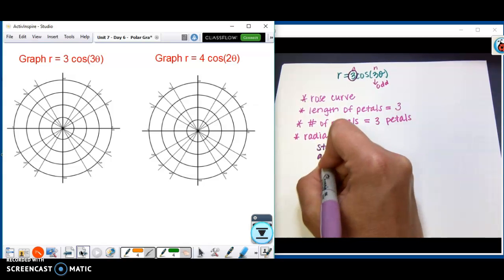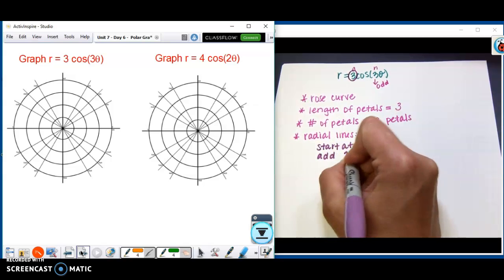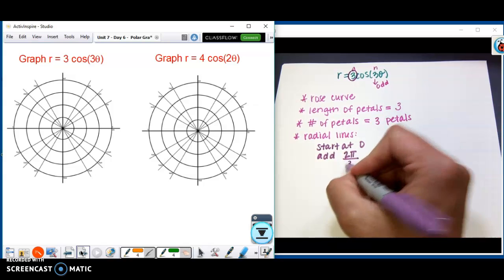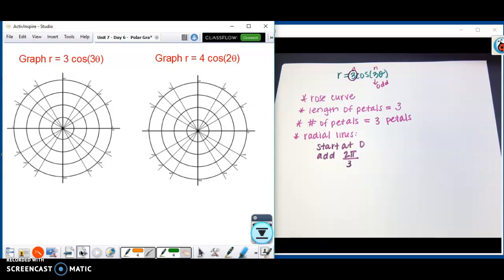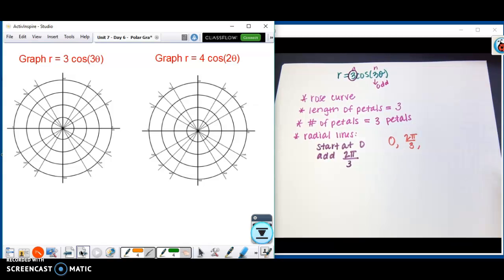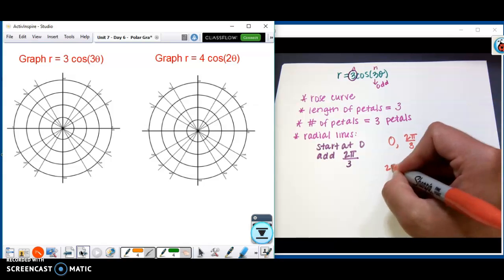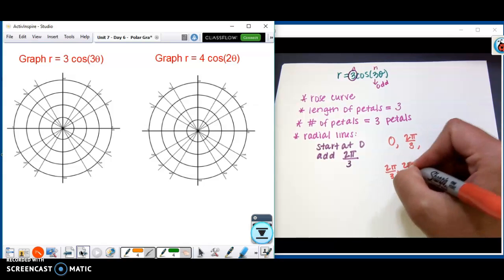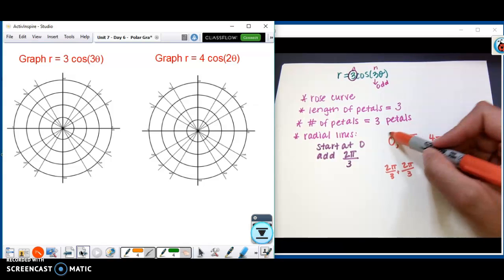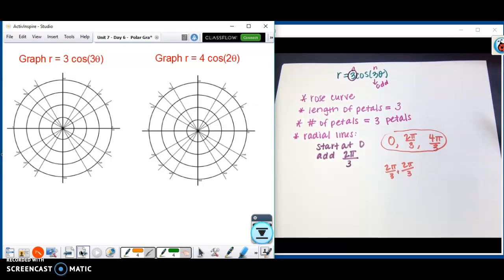And then to get our petals, we're going to add 2 pi over the number of petals. Well, we said we have 3 petals, so we're going to add 2 pi over 3. So our first petal is at 0. If you do 0 plus 2 pi over 3, you get 2 pi over 3. If I add another 2 pi over 3, same denominator, so we'll get 4 pi over 3. We'll see now we have 3 petals here, so those are our radial lines. That's where our petals are going to go.